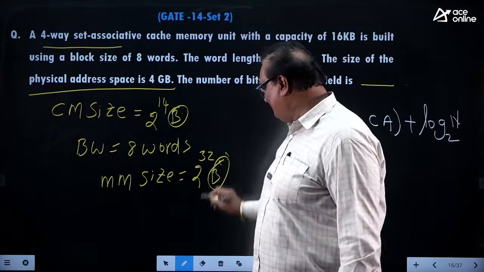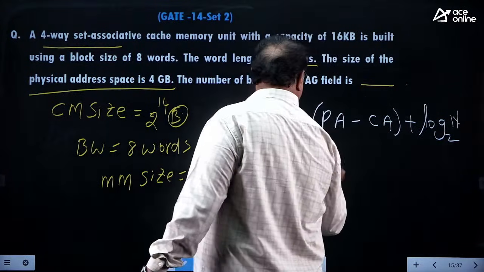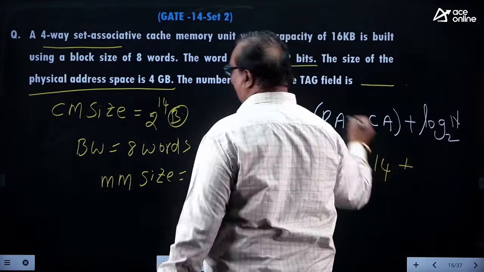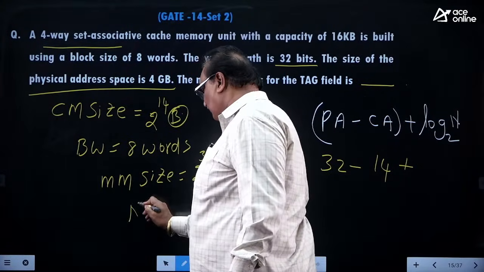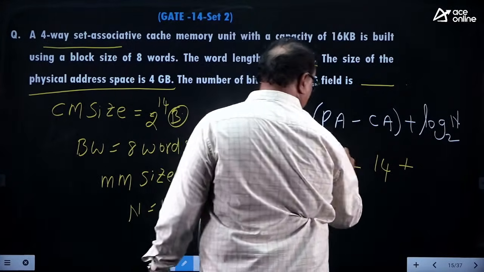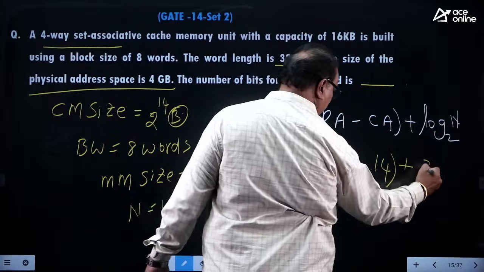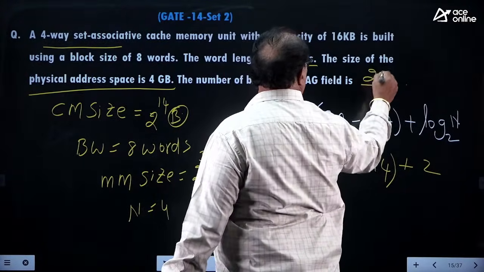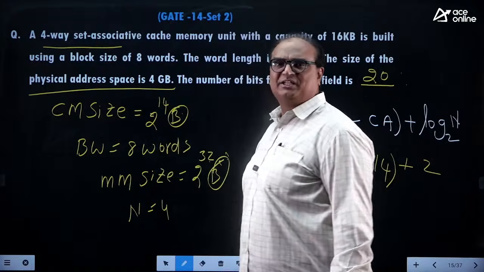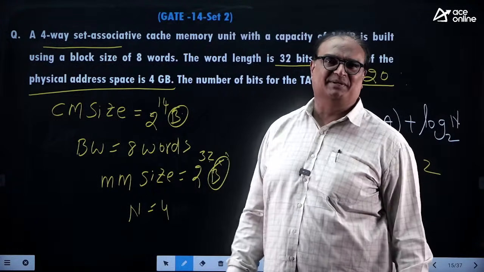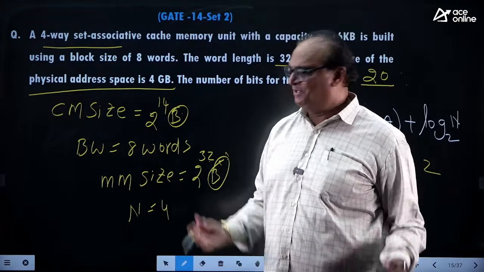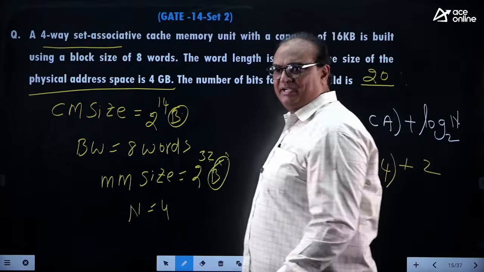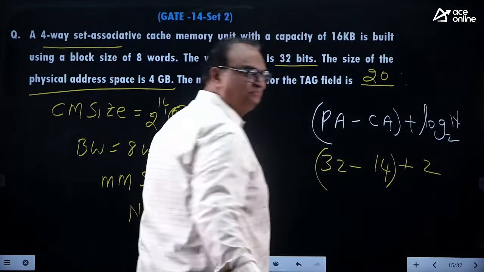Now it is nothing but PA, physical address size. It is nothing but CA. Here already associativity n is equal to 4. That's why log 4 means 2. It is nothing but 18. 18 plus 2, 20. Suppose main memory storage capacity and cache memory storage capacity are not given in the same units. You should convert both parameters into same unit. Then only you are permitted to use this expression.